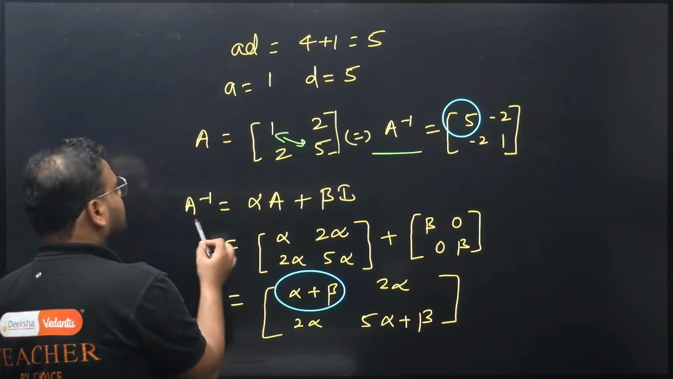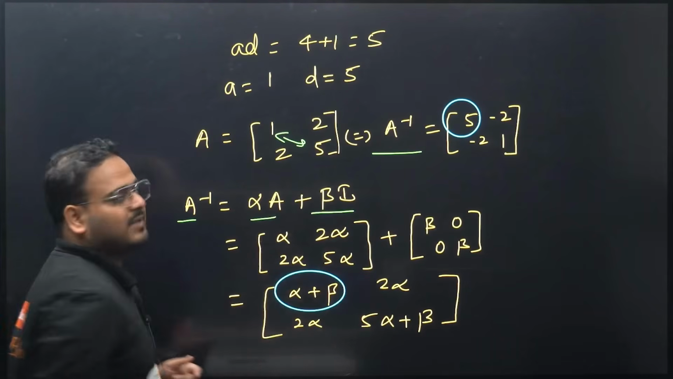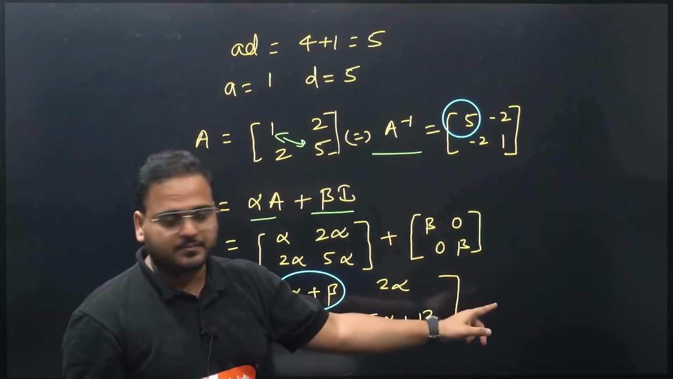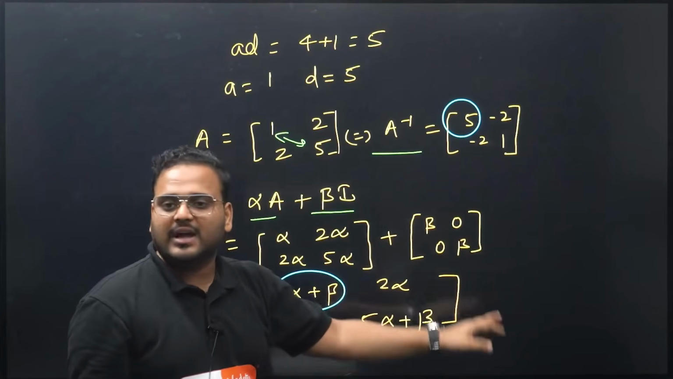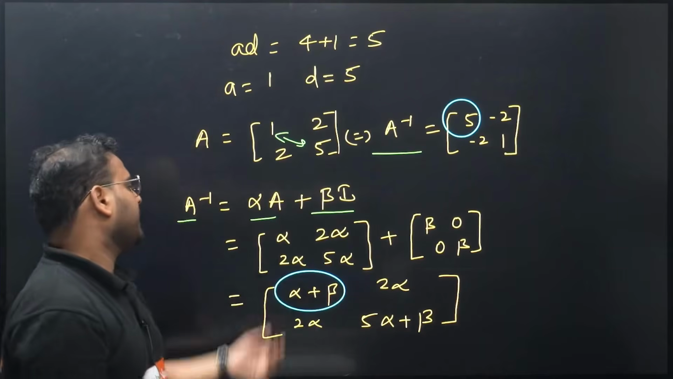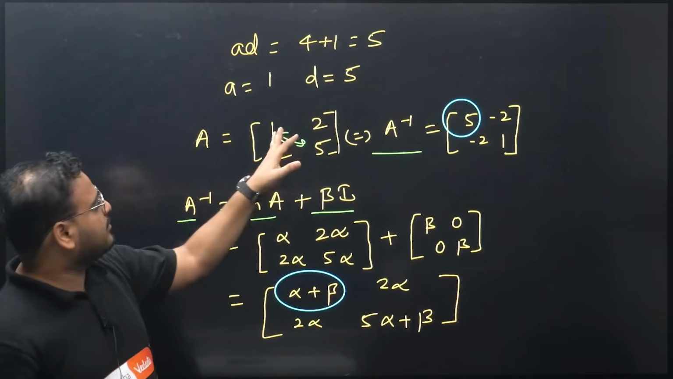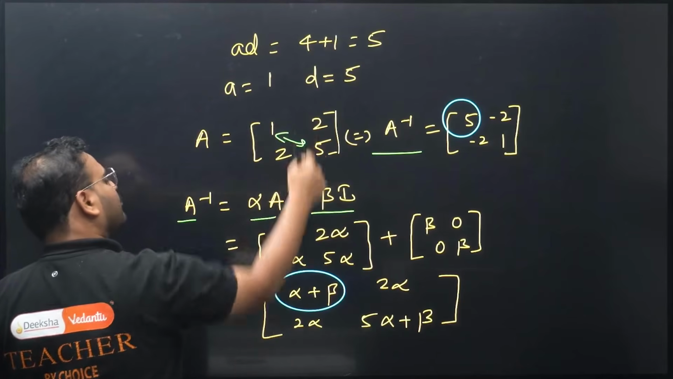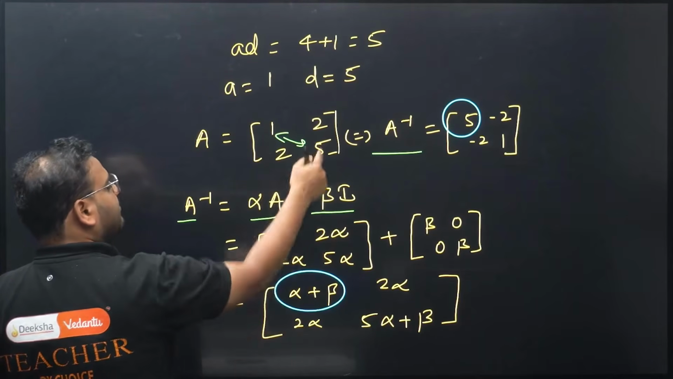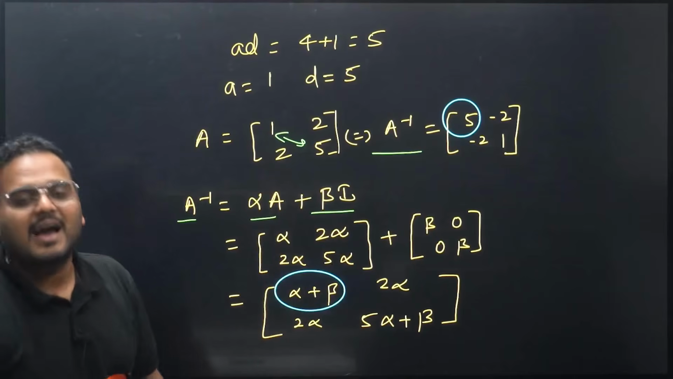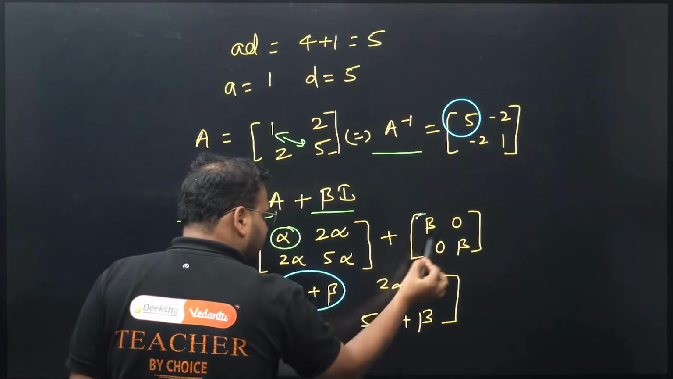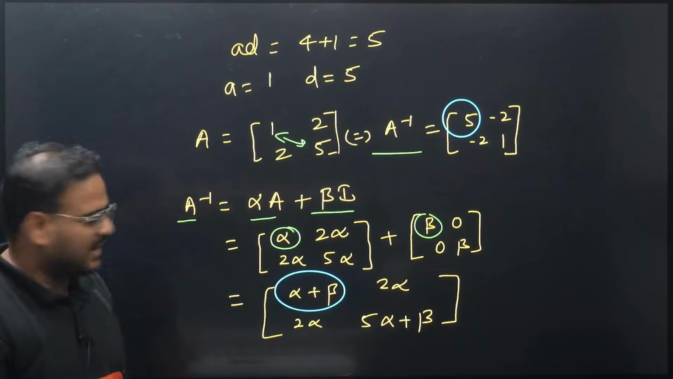What are they saying? The inverse also equals alpha A plus beta I. Beta I means across the diagonal we have to write beta, beta, and the others are 0; only the diagonal will become beta and beta. Alpha A means the numbers we have for A, multiply them with alpha: alpha into 1 is alpha, alpha into 2 is 2 alpha, 2 into alpha, 5 into alpha. What are they asking? Alpha plus beta. So take the sum of these two.